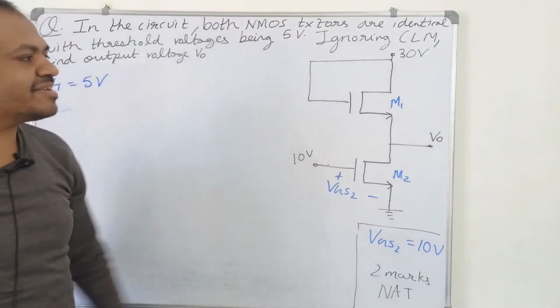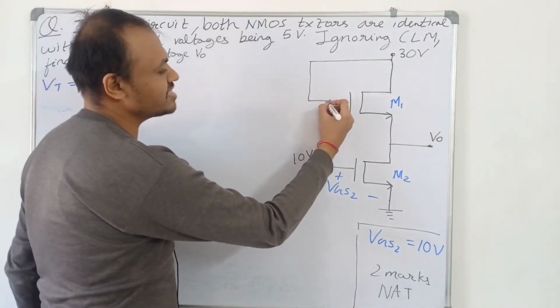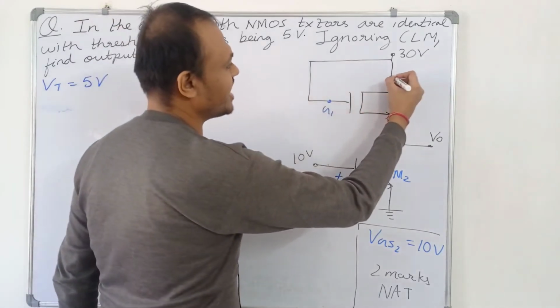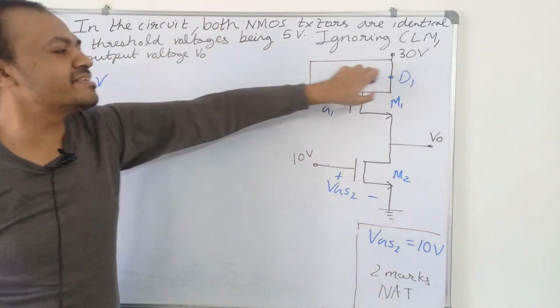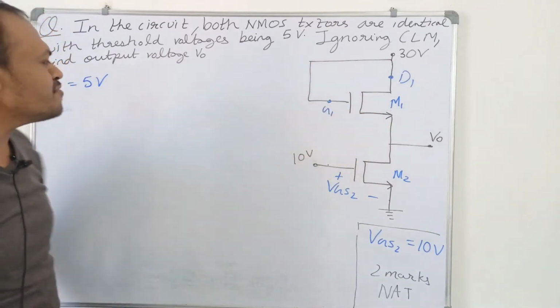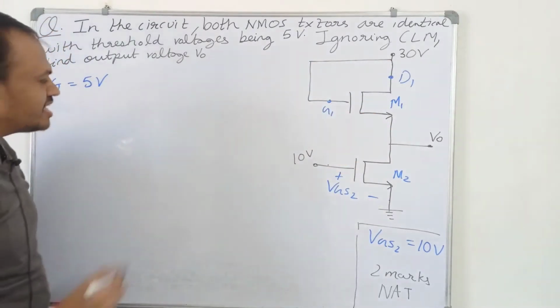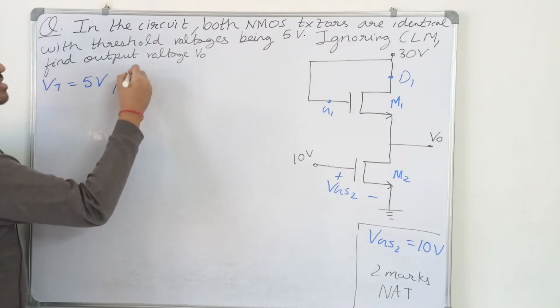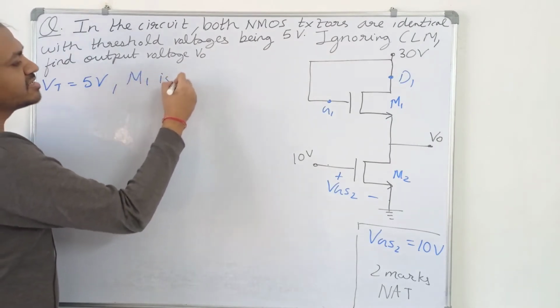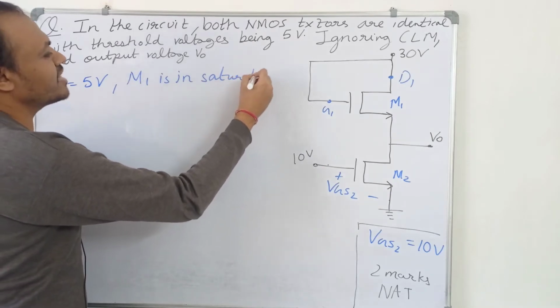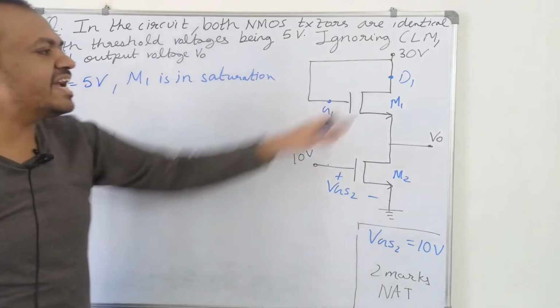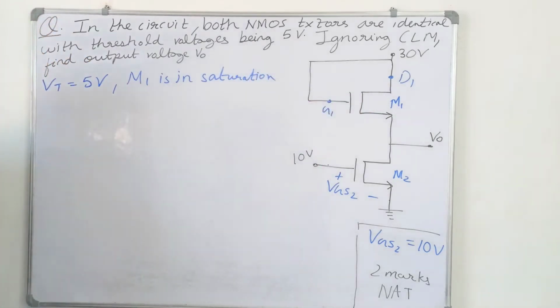In this transistor, this is the gate of the first transistor. This is the drain of the first transistor. Drain and gate are connected together, shorted. So M1 is in saturation. Transistor M1 is in saturation because its drain and gate are connected together.